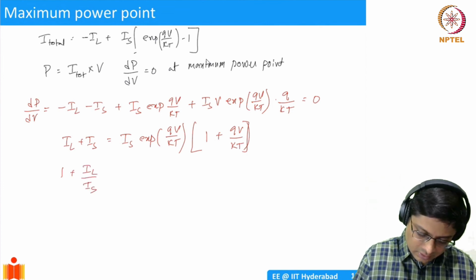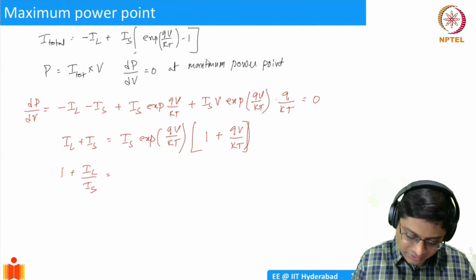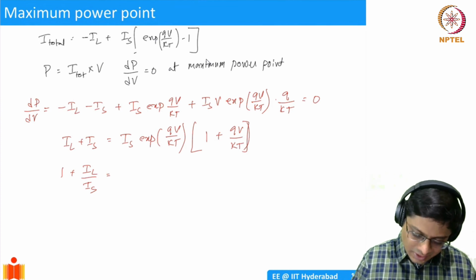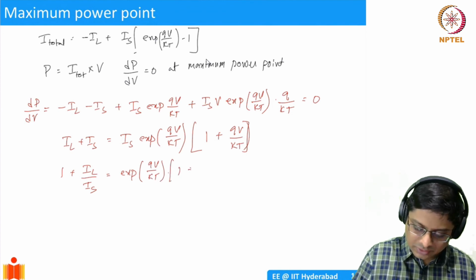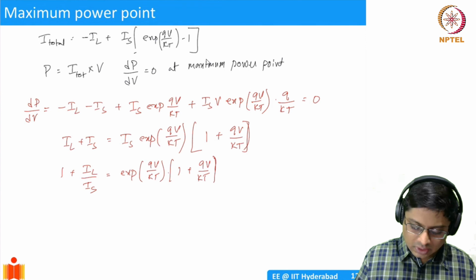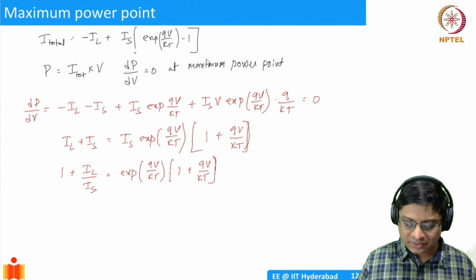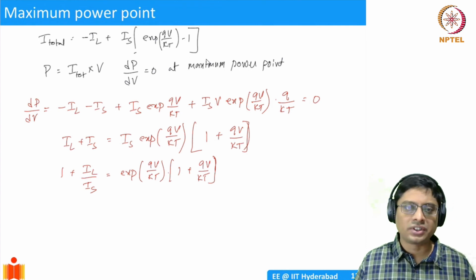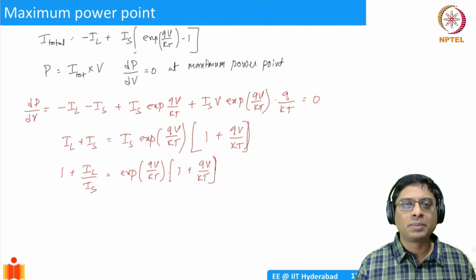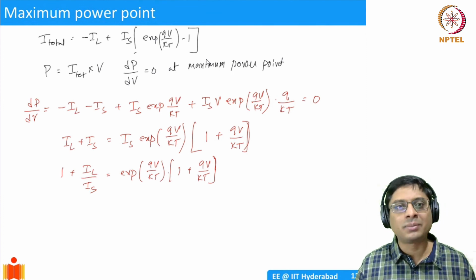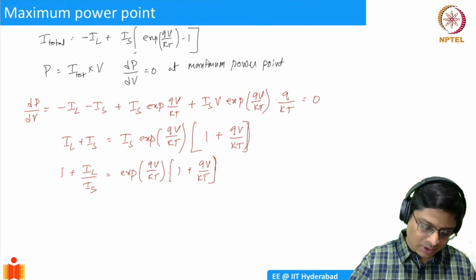IL by IS is going to be equal to, well, it didn't really help much. Okay, it didn't help much, but yeah, exponential QV by KT times 1 plus QV by KT. So this is a transcendental equation that we are getting. So you have to substitute. Let's say you're given some reverse saturation current, and you know the light generated current. Then you can try to compute the maximum power point, the voltage at which the maximum power occurs.